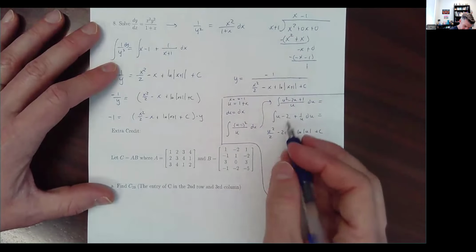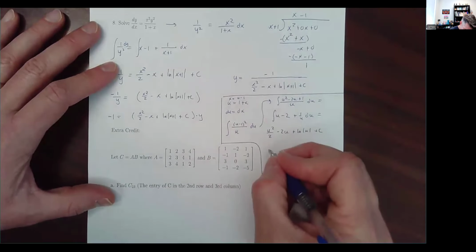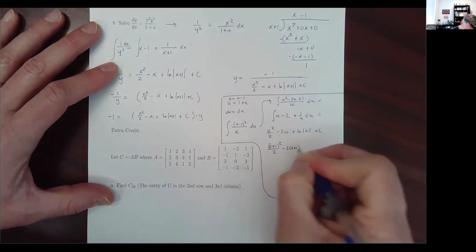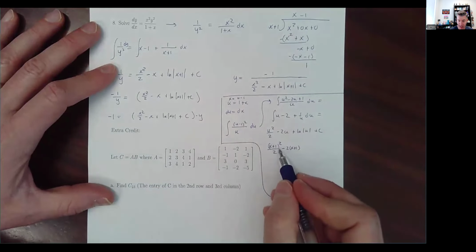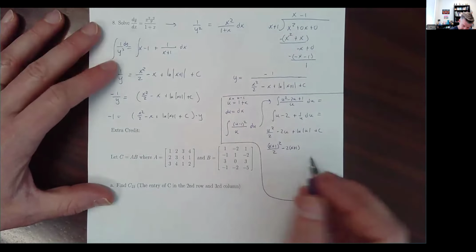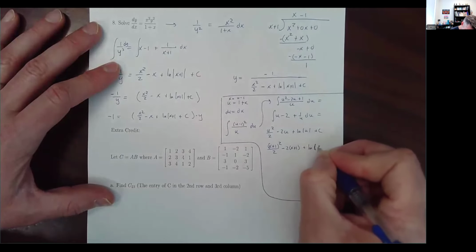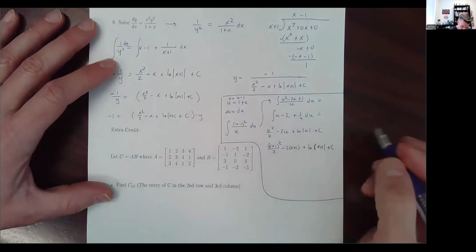Then you rewrite back the x. I'm going to write x plus 1 instead of 1 plus x: x plus 1 squared over 2 minus 2 times x plus 1. And right here, he loses the minus sign. He accidentally writes a plus 2 instead of a minus 2 in the solutions, so we're correcting that as well. Plus natural log of absolute value of x plus 1 plus c.